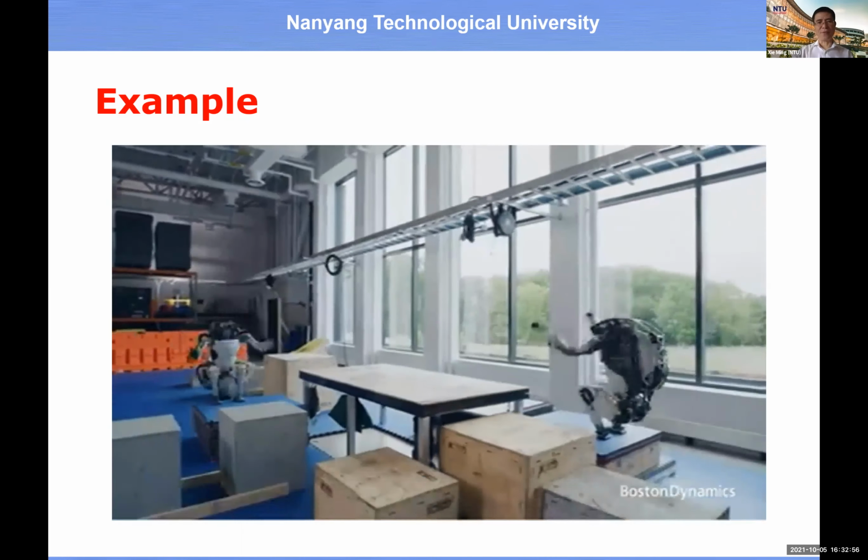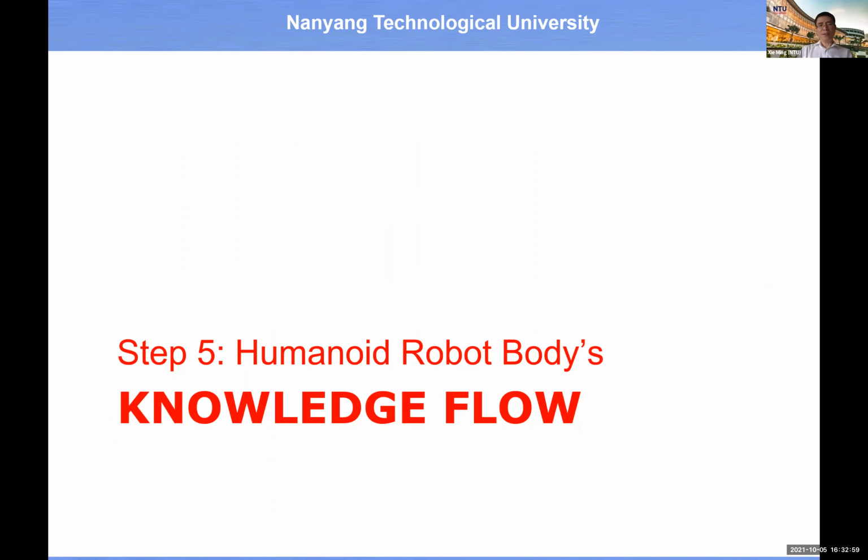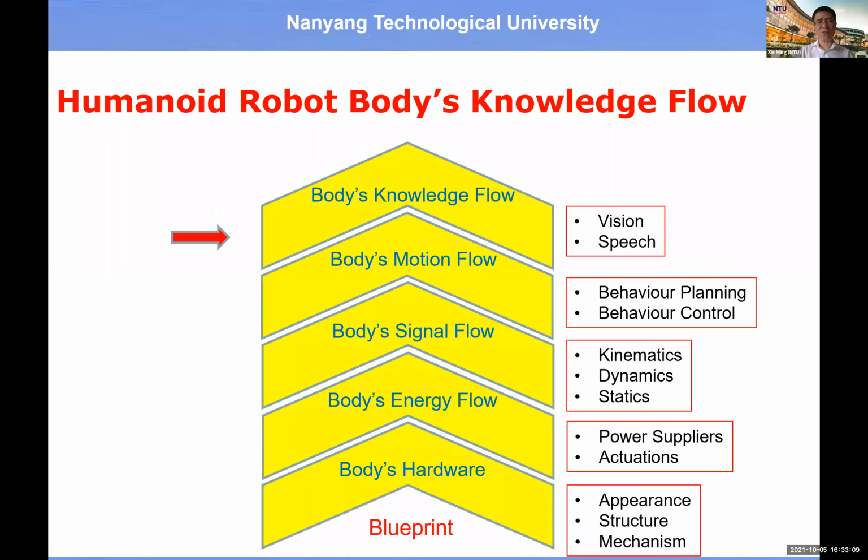Okay, so it's very impressive. Now we reach the last step involved in the development of a humanoid robot, which is called the knowledge flow. This is the most challenging part in today's research in robotics and AI.